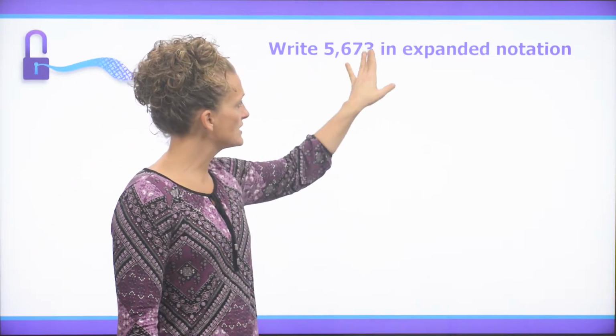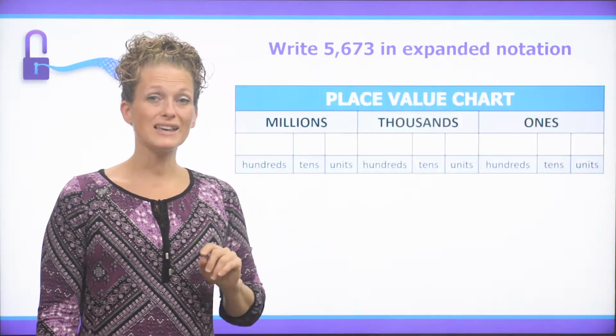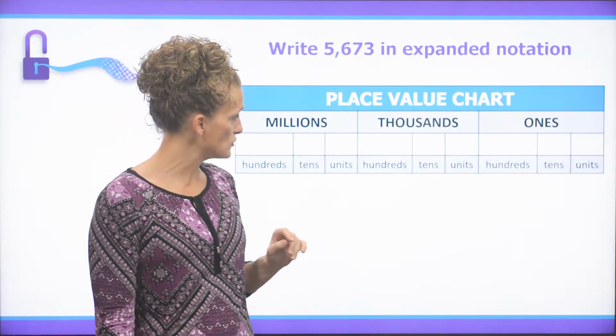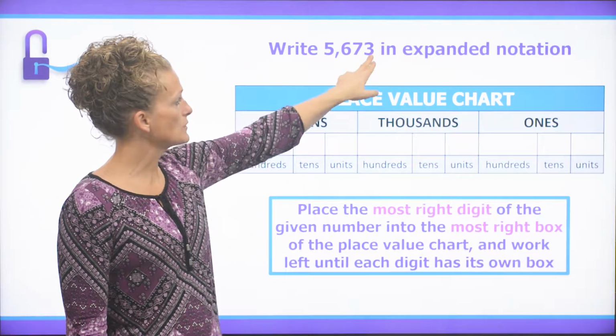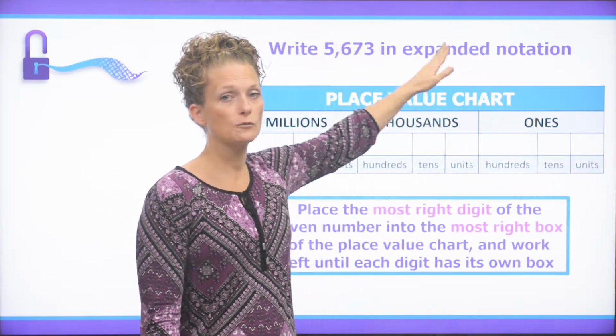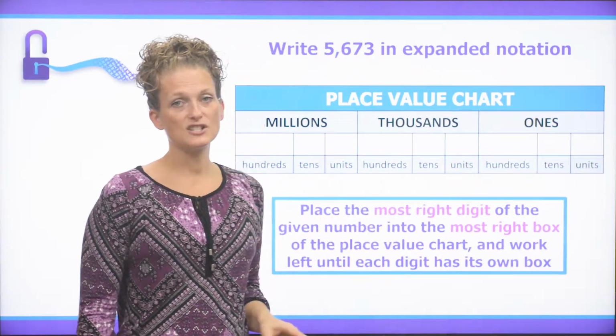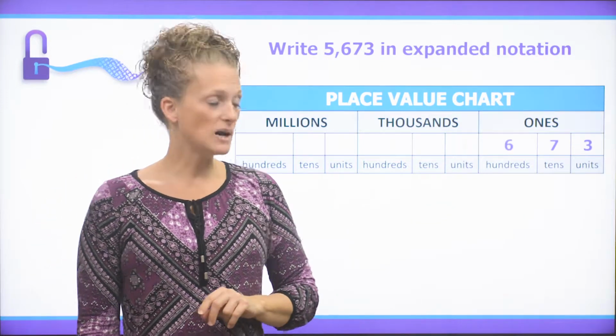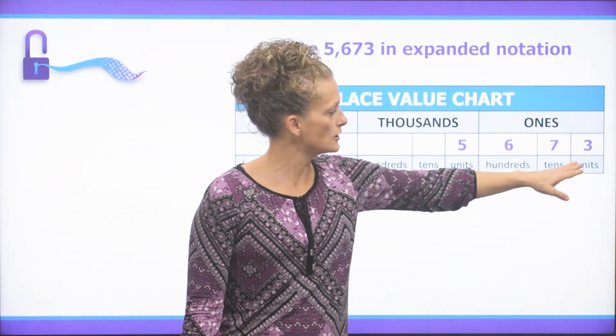5,673. So we want to write this in expanded notation. Again, I'm going to use this place value chart. And I'm going to start with the most right digit, place it in the most right box, work from right to left until every digit has its own box. All right, so we've done that here.